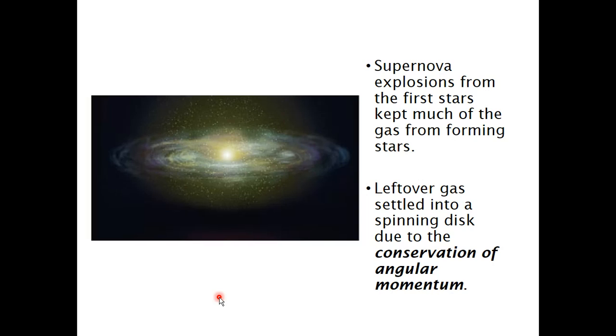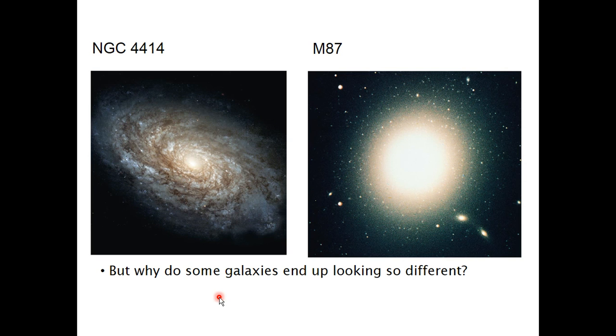So these massive stars live a short life, they supernova early, and that initial formation is going to keep a lot of the gas from forming anything. And so you end up with gas settling down as it continues to collapse. It's going to form a disk.